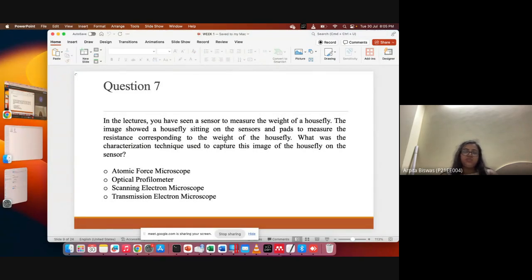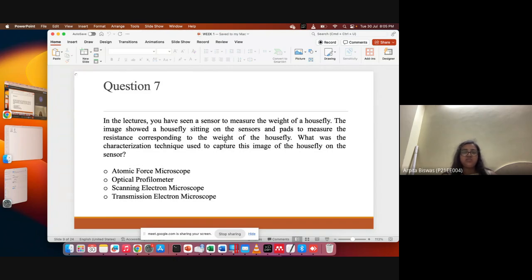So the question is, I'm repeating the question. In the lecture, you have seen a sensor to measure the weight of a housefly. The image showed a housefly sitting on the sensor and pads to measure the resistance corresponding to the weight of the housefly. So what was the characterization technique used to capture this image of the housefly on the sensor?